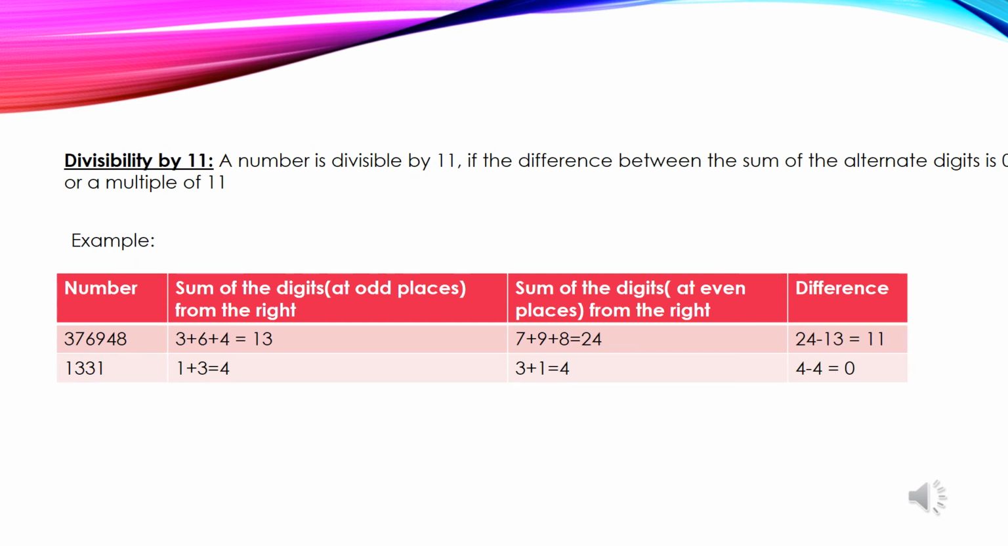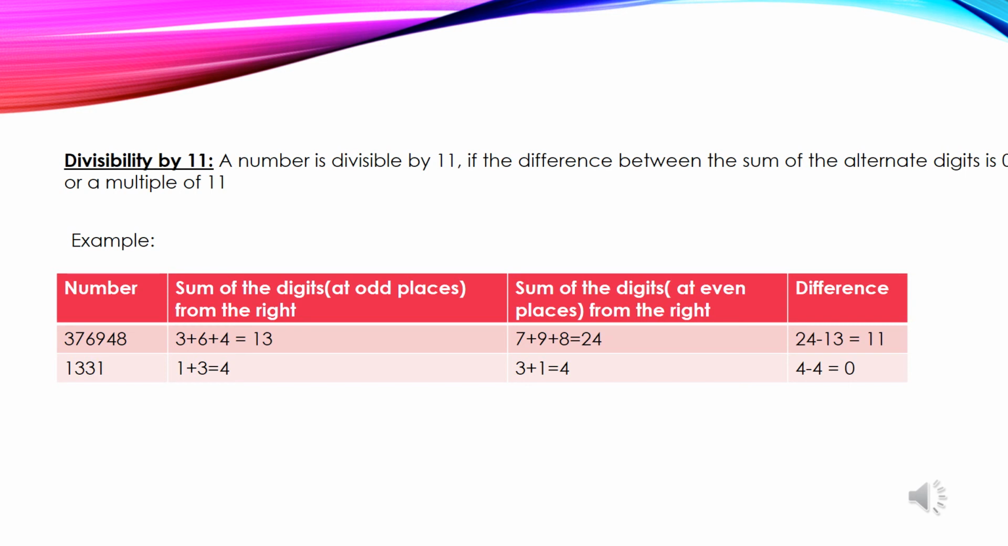A number is divisible by 11 if the difference between the sums of the alternate digits is 0 or a multiple of 11. Means children, in a given number we need to add odd places sum and even places sum. Okay, and then find the difference between the odd places sum and the even places sum. If the difference is 11, 22, 33 means multiples of 11 or 0, then we can say that it is divisible by 11. For example, children, I am taking a number 376948.